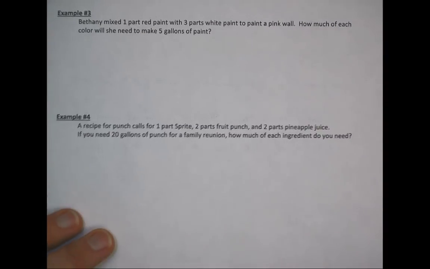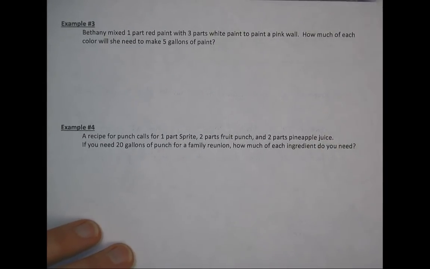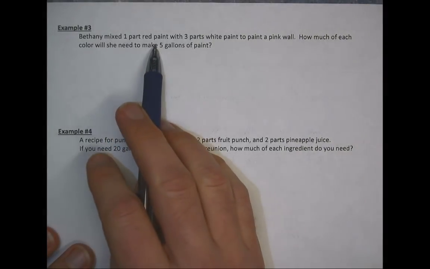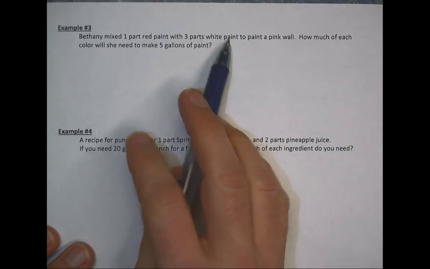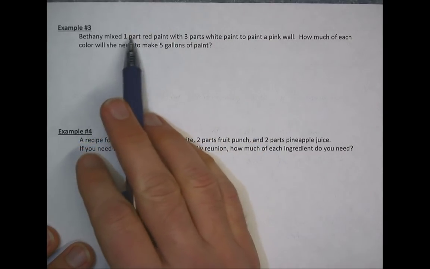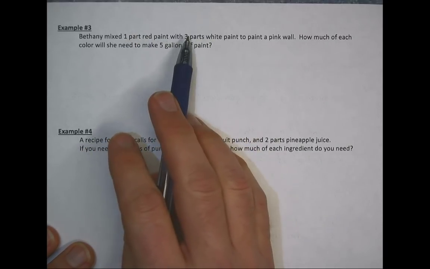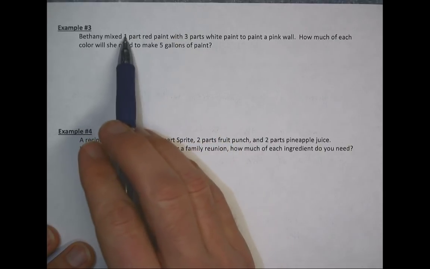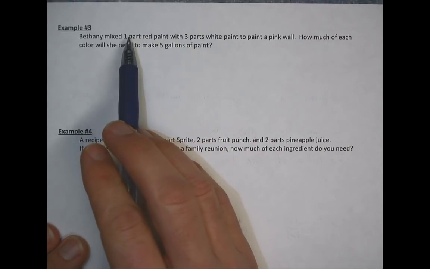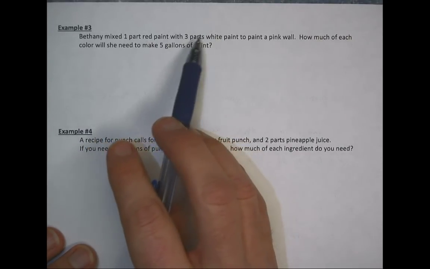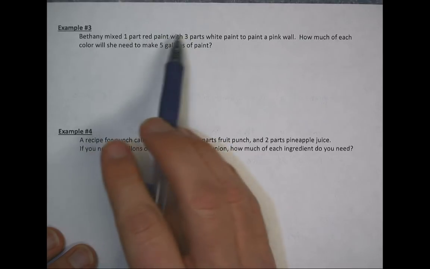Okay, if we flip this over and go over to example number 3, now we're going to be looking at some ratios, and we're going to set up some equations to find out the exact amount of something that we need. So example number 3, Bethany mixed 1 part of red paint with 3 parts of white paint. So for every 1 piece, no matter how much that is, 5 gallons or 10 gallons, however much red paint, the white paint needs to be 3 times the amount. So this isn't necessarily 1 gallon of something or 1 pint of something. Just however much the red paint is, the white has to be 3 times that amount. So it's a 1-to-3 ratio.